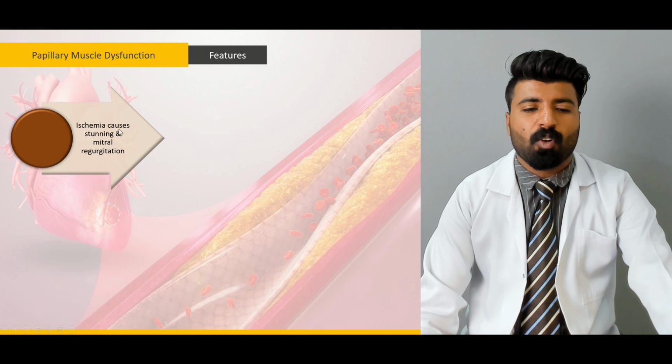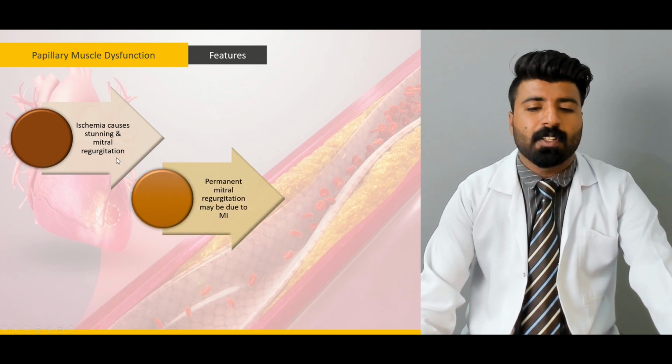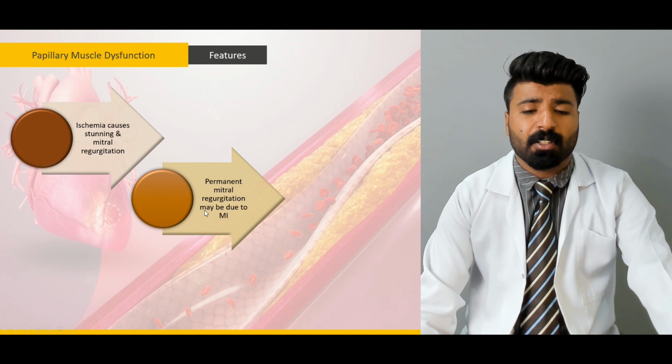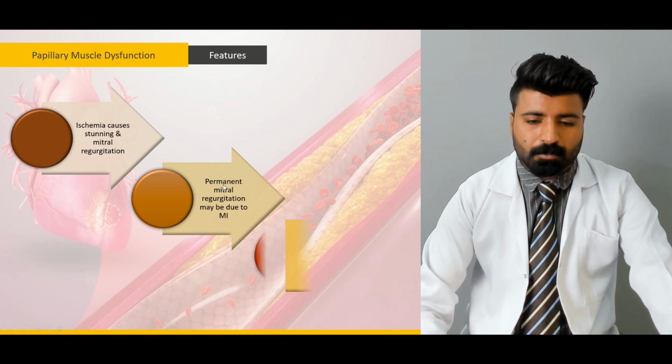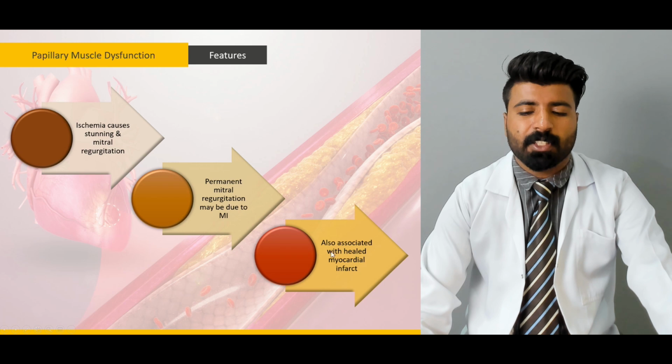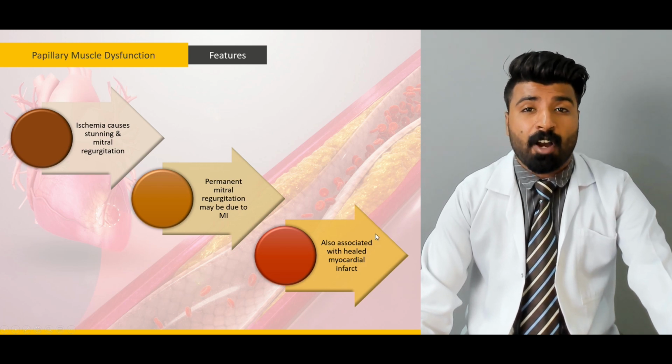First of all, ischemia causes stunning and mitral regurgitation. This will lead to permanent mitral regurgitation, maybe due to MI. What's MI? Myocardial infarction. Next on, it is also associated with healed myocardial infarct. Even if the infarct which happened due to myocardial ischemia has healed, this papillary muscle dysfunction will propagate. This papillary muscle dysfunction will stay there.